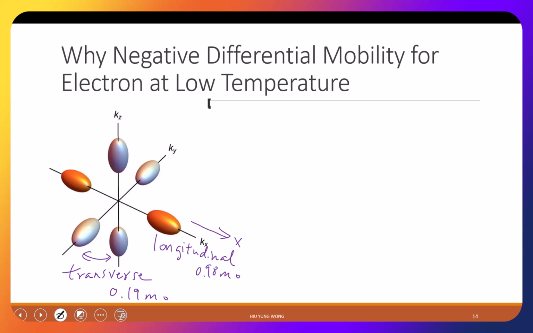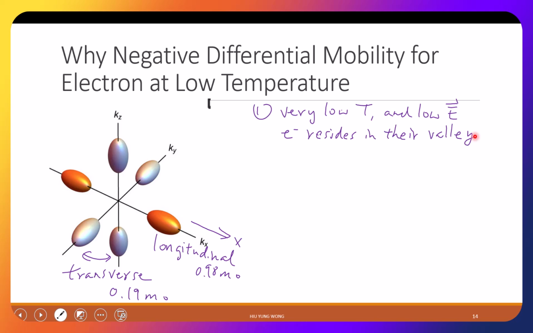Okay, so what happened, right? So first, at very low temperature and low E field, the electron just resides in its valley. If you were here, then you stay here. If you're here, you stay here. You still have the same mass. So when I increase the electric field, I just increase the velocity. There's nothing special. So when I increase the E field, I will just increase the velocity, right? So that's why it goes up.